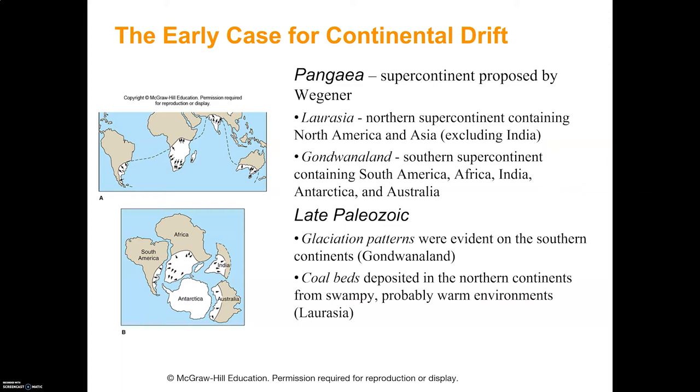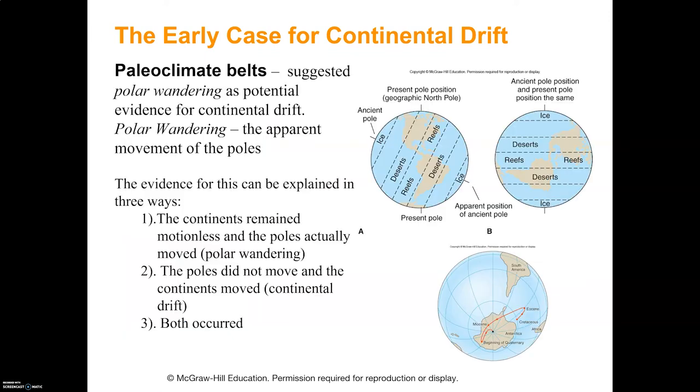So in the late Paleozoic, we can see glaciation patterns that were evident on these southern continents. And so if we go to Africa right now, this isn't an area where you'd expect to find glaciers, but there's definite evidence of glaciers in those areas. We also have evidence of coal beds in Antarctica and places like that, and the northern continents, like places like Pennsylvania, which aren't tropical places where we would find the conditions that would eventually form coal beds. So we have continents that are located in places that don't match up with the type of environment that they used to be in. So that's more evidence.